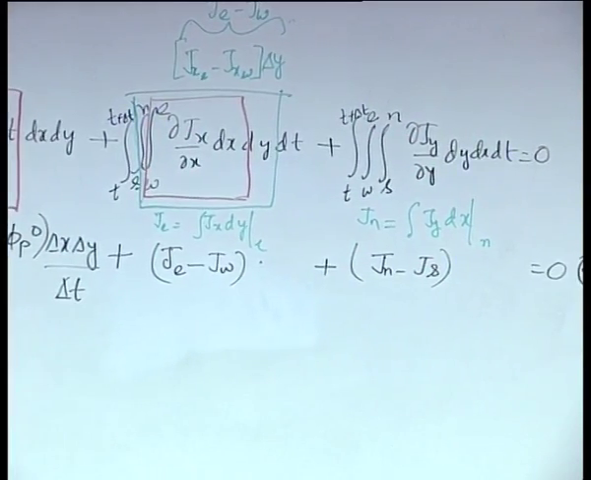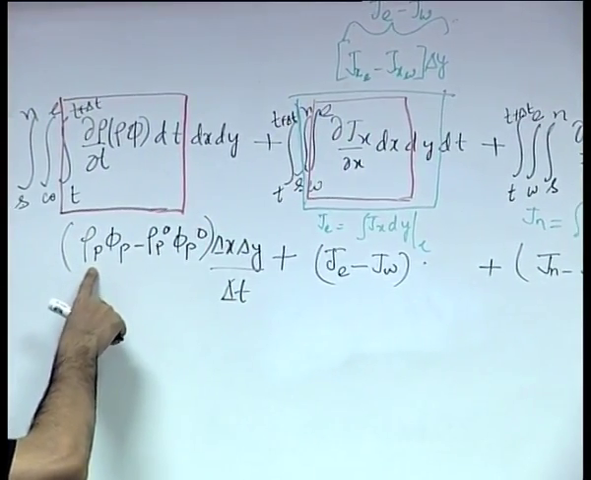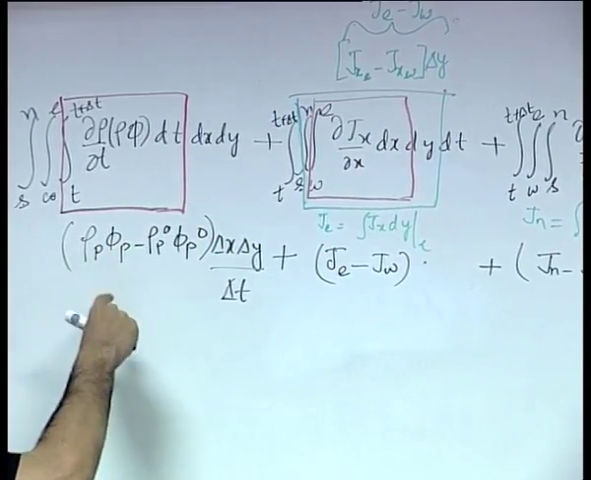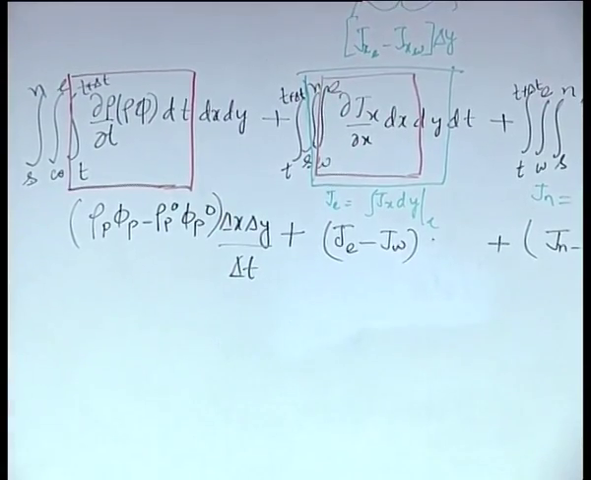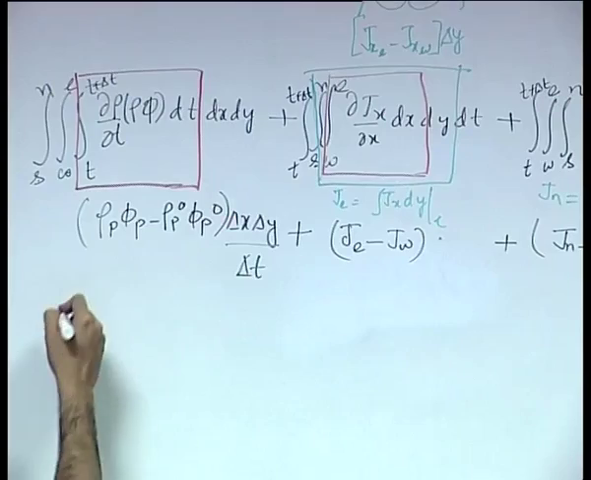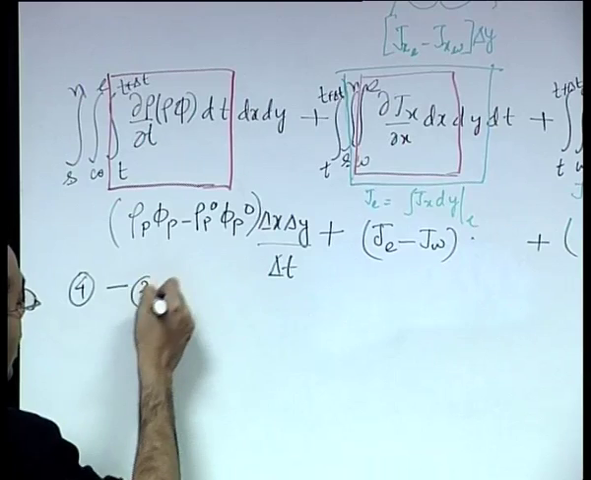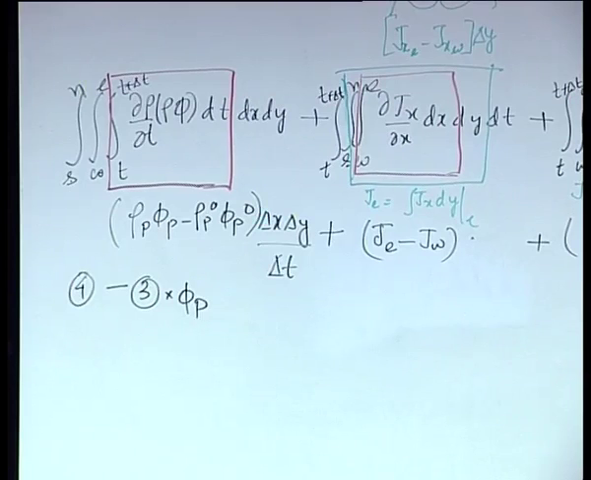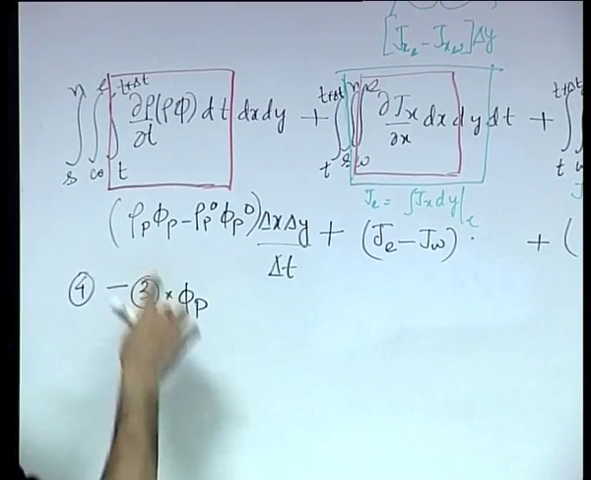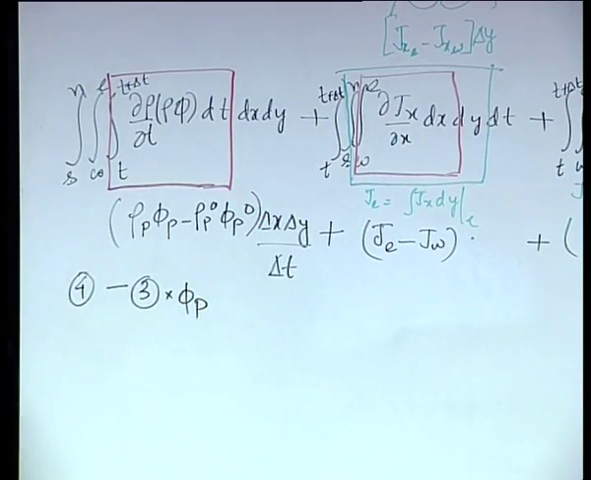Now, you can see here that an additional variable, density rho P, has appeared. So, you have to eliminate rho P from these two equations. So, how can you do that? You can subtract equation 3 multiplied by phi P from equation 4, then rho P phi P minus rho P phi P. So, the term will be eliminated.